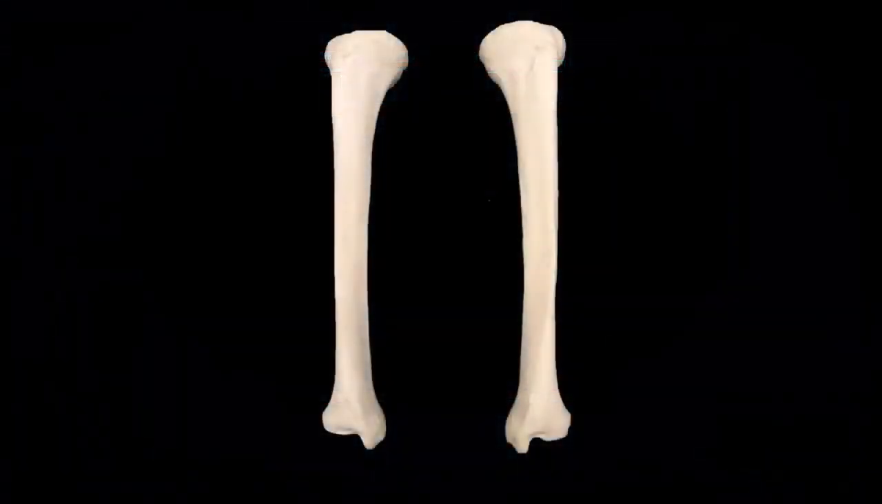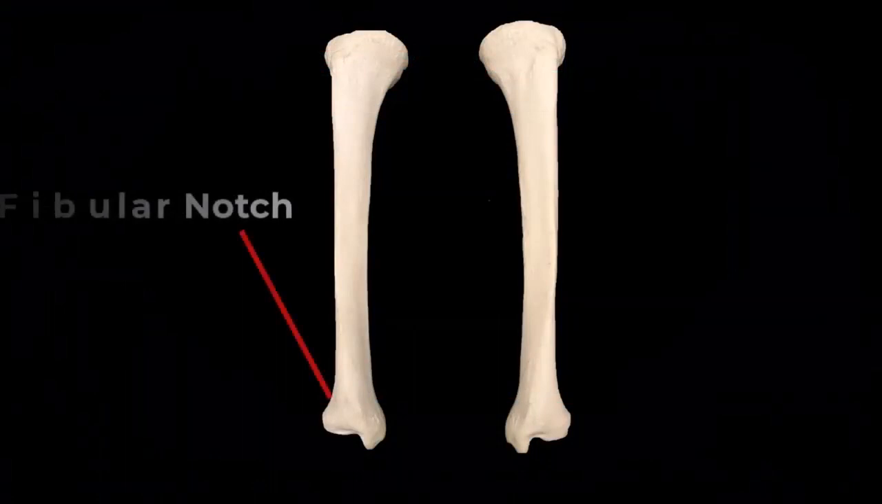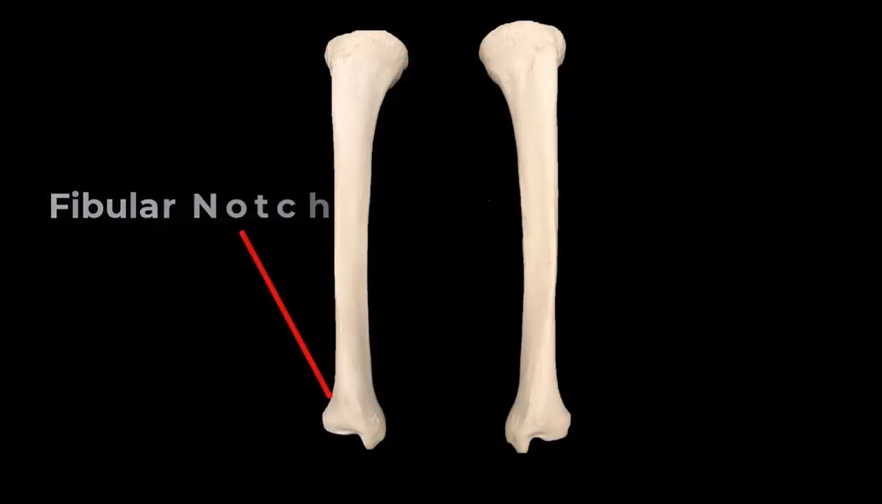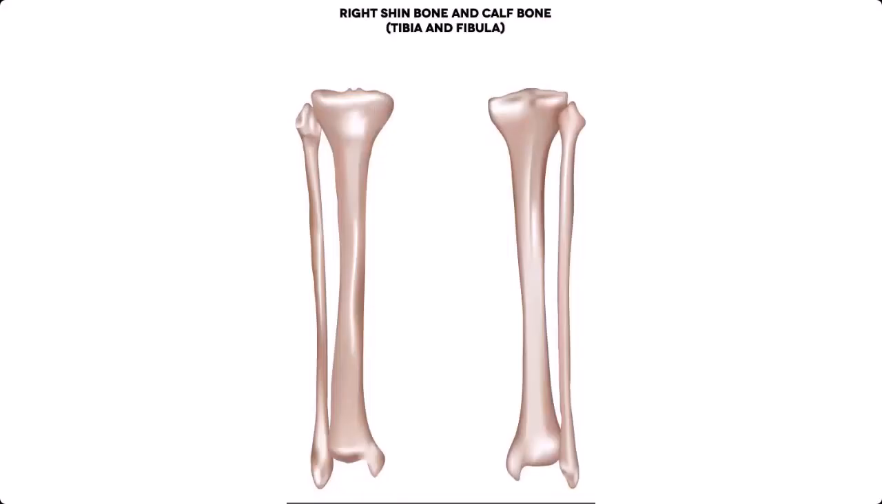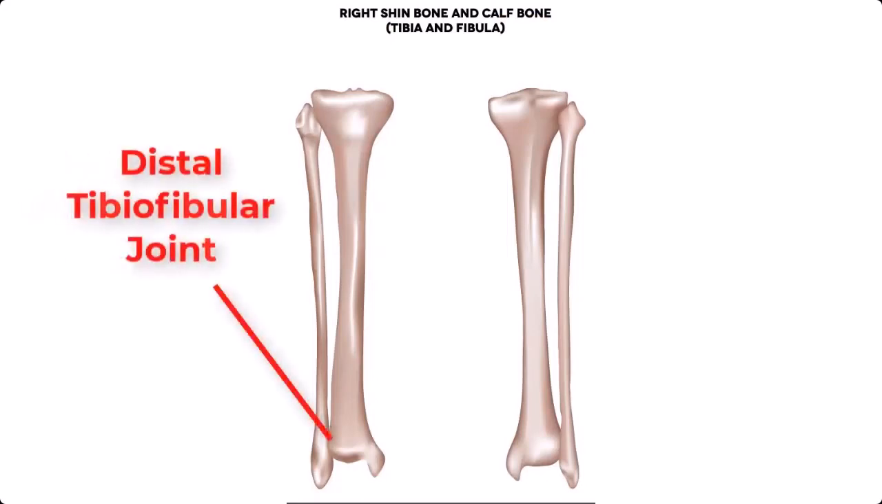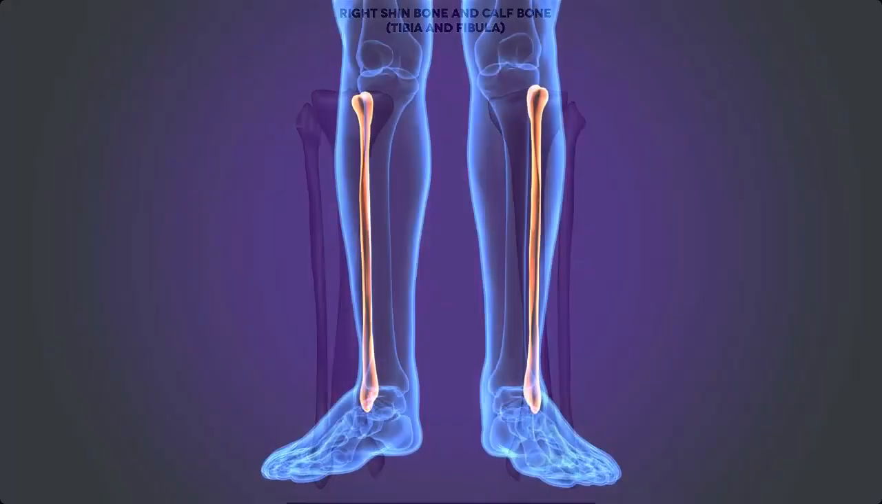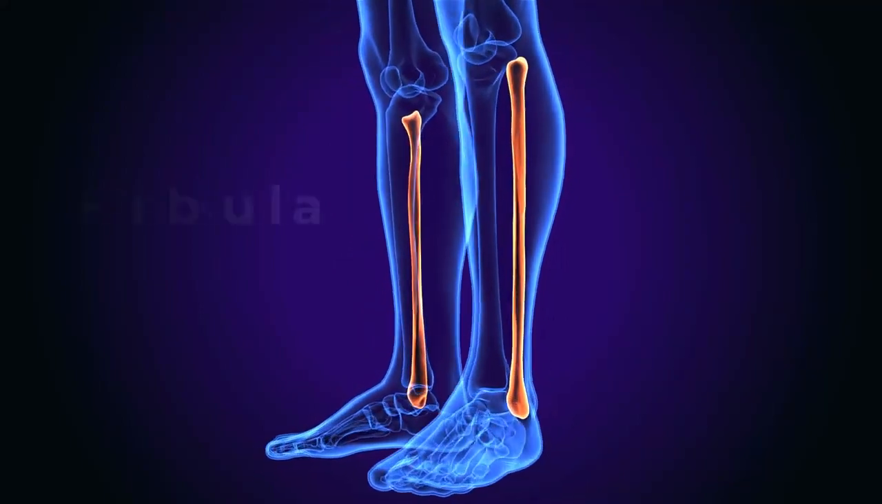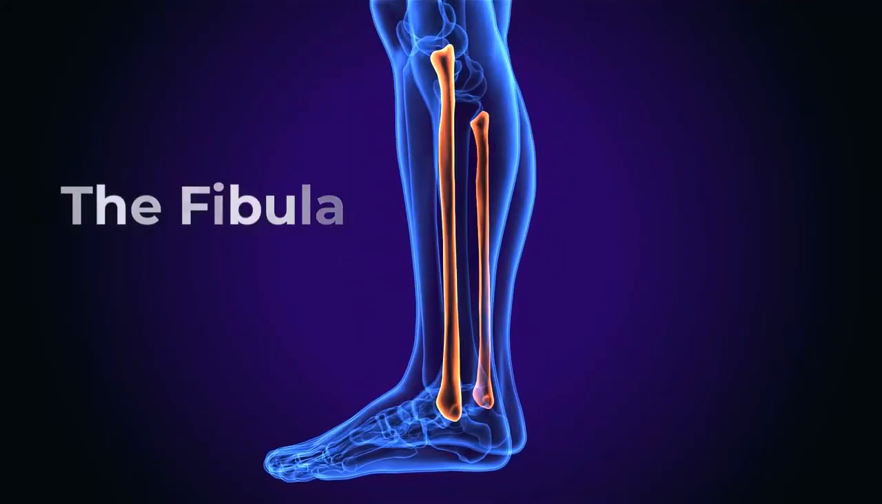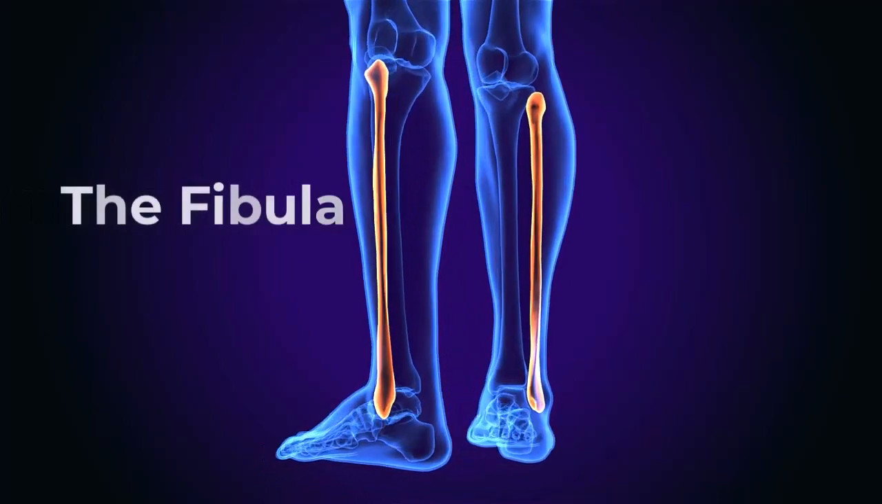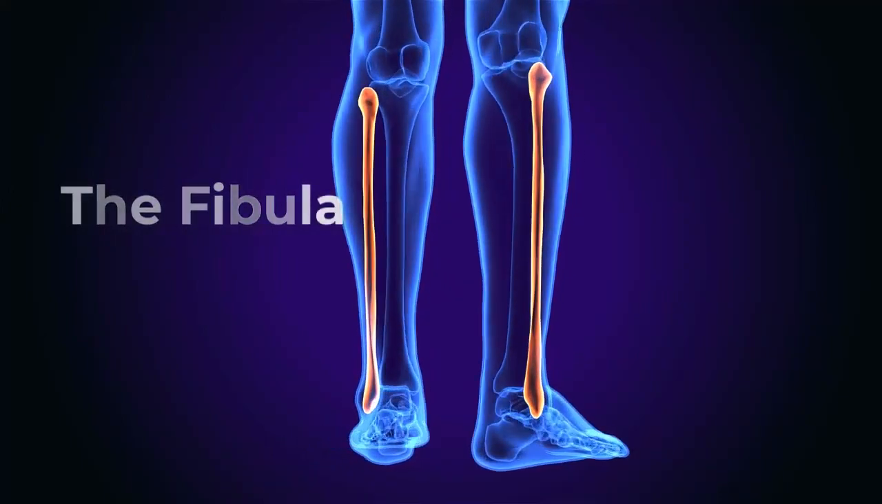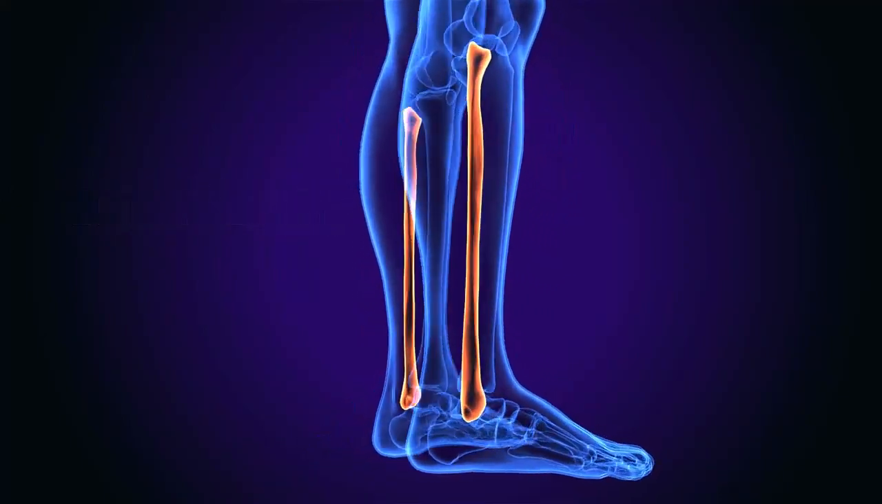On the lateral side of the distal tibia is a wide groove called the fibular notch. This area articulates with the distal end of the fibula, forming the distal tibiofibular joint. The fibula is a slender bone located on the lateral side of the leg. The fibula does not bear weight. Instead, it serves as a primary point of muscle attachments.